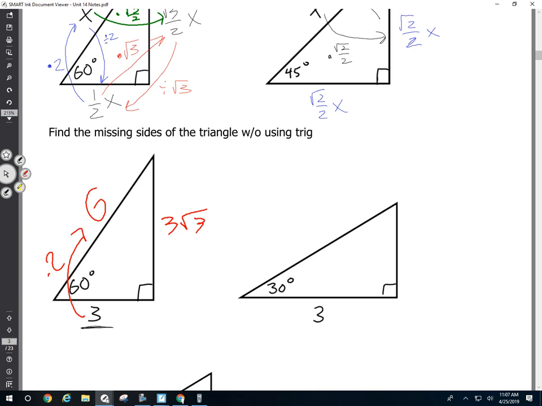Okay? Now see if you can do it for this 30, 60, 90 triangle. Now understand we have a shorter length and a longer length. Opposite the 30 degrees, this is our shorter length. This is what we would consider the 1/2 length. The longer length would be considered the root 3 over 2 length. Find the other sides without using SOHCAHTOA.